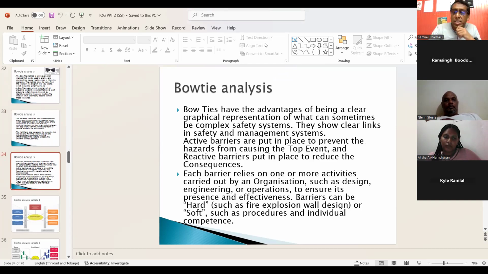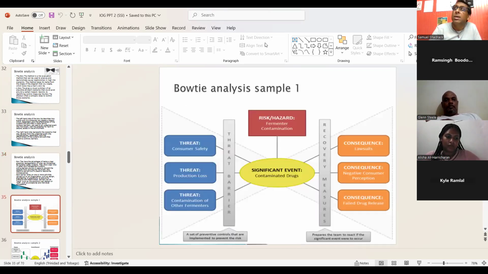Bow ties have the advantage of being a clear graphical representation of what can sometimes be a complex safety system. They show clear links in safety and management systems. Active barriers are put in place to prevent a hazard from causing the top event, and reactive barriers are put in place to reduce the consequences. Each barrier relies on one or more activities carried out by an organization, such as design, engineering, or operations, to ensure its presence and effectiveness. Barriers can be hard, such as fire or explosion wall design, or soft, such as procedures and individual competencies.